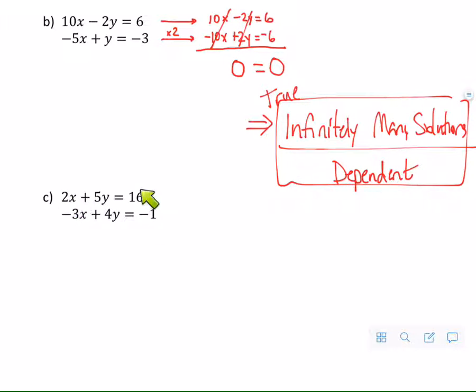I can't multiply 2 by a whole number or an integer and get 3. I can't multiply 5 by something and get 4. Well, I don't even care about the right-hand side. And vice versa, I can't multiply 4 by a whole number and get 5, or even a negative 5, and so forth. So what I'm going to do is multiply both of them by something.